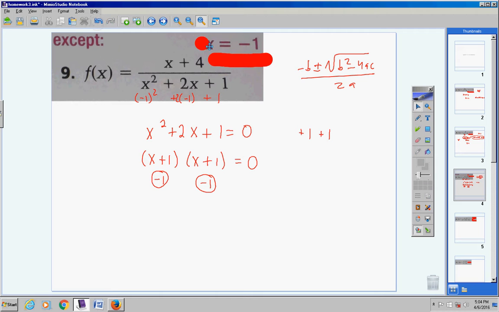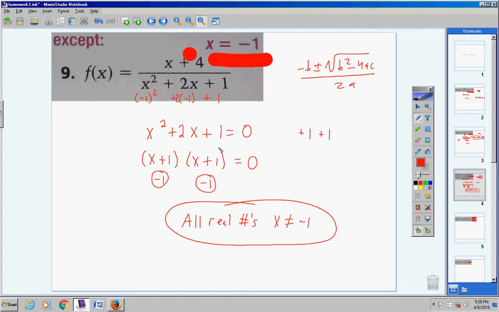Alright? So the domain would be all real numbers such that x does not equal negative 1. And there we go. That's the right way to write it. I'm not sure why they're writing it like this. That's not the domain. That's the antithesis of the domain.